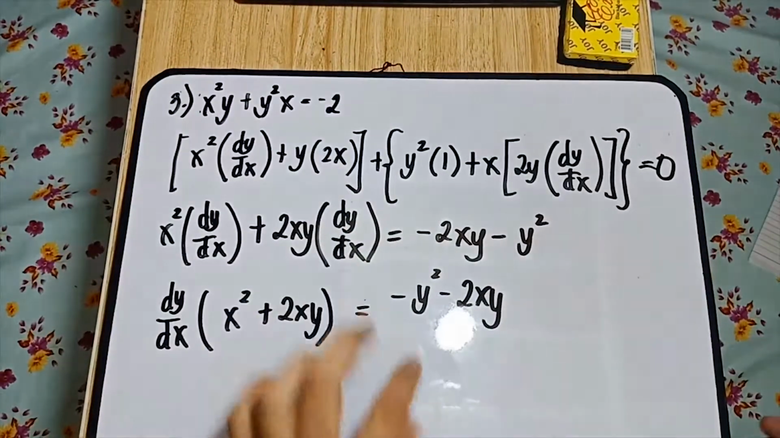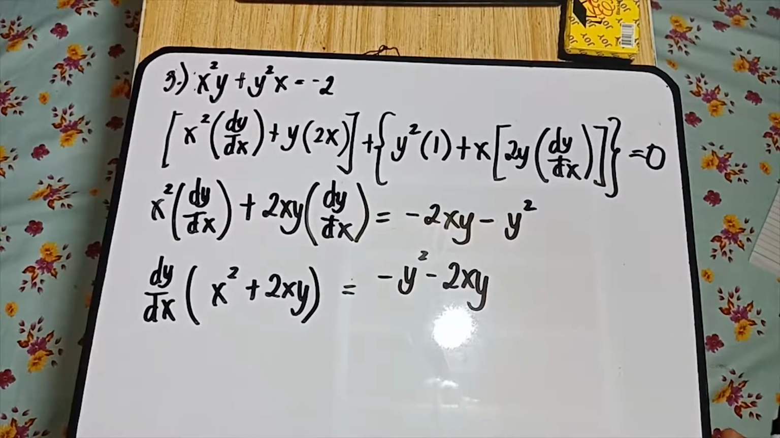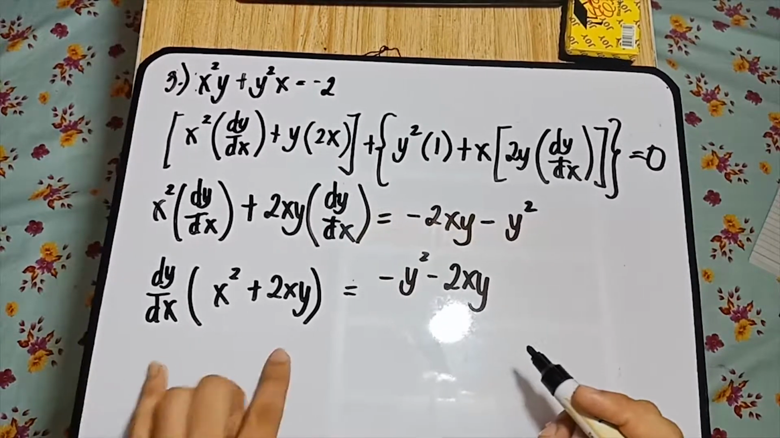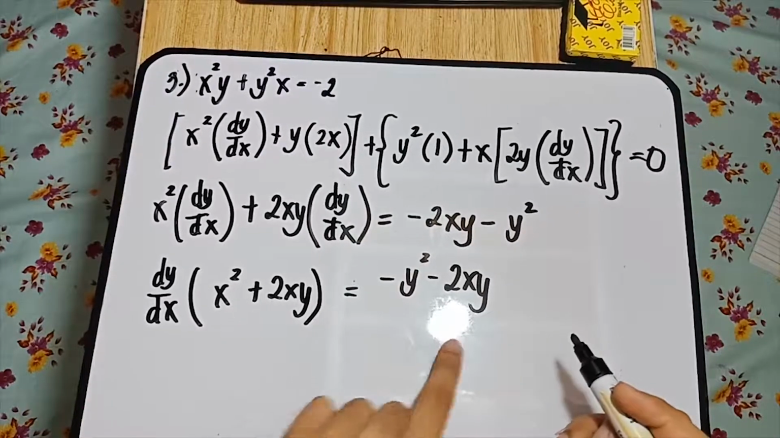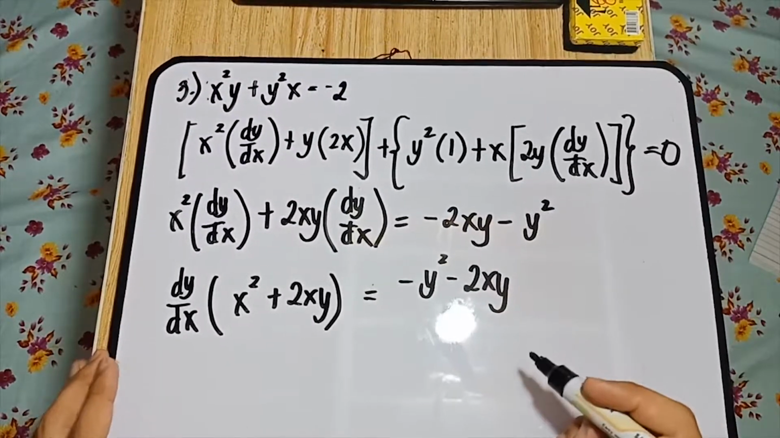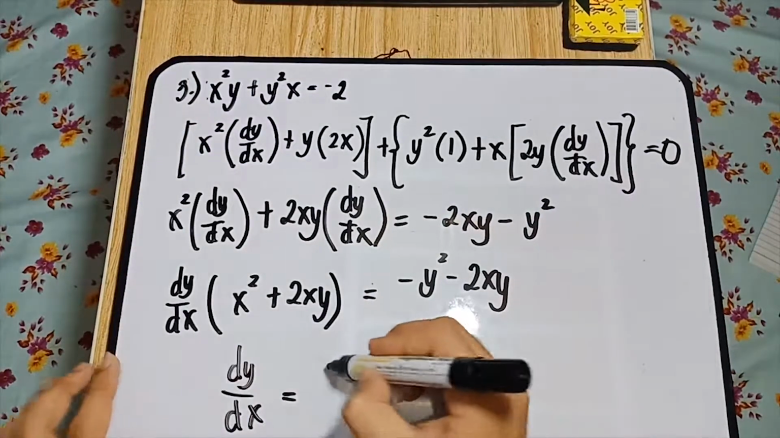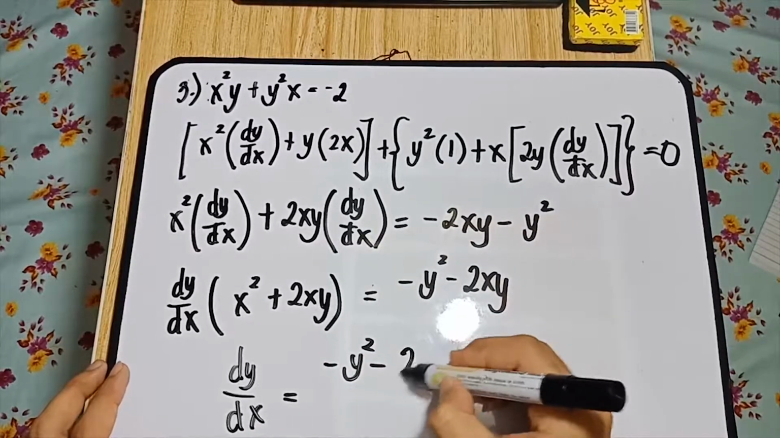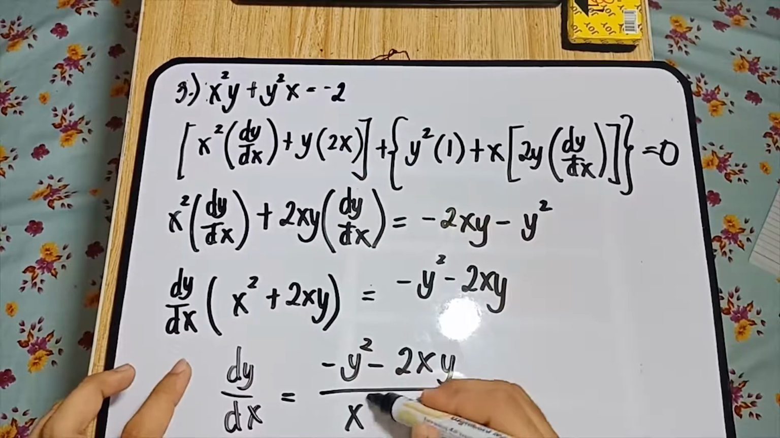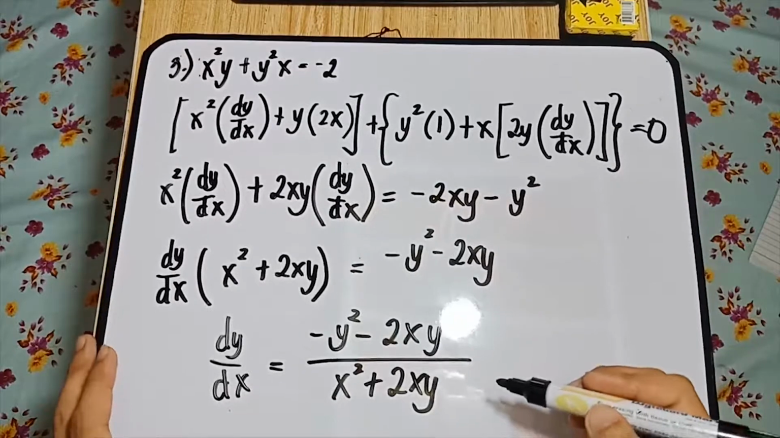Okay? So, nilipat ko lang kasi mas sanay tayo sa decreasing exponents. So, again, tulad ng example number 2, mapupunta lang to sa denominator or divide both sides by this expression. So, dy over dx now is equal to negative y squared minus 2xy all over x squared plus 2xy. And that is our final answer.